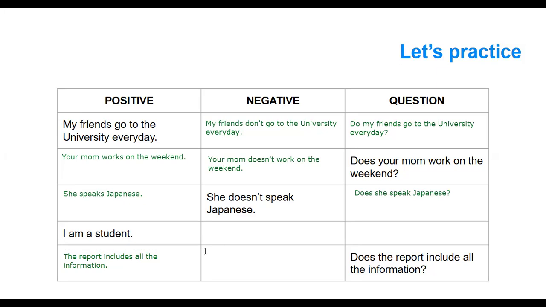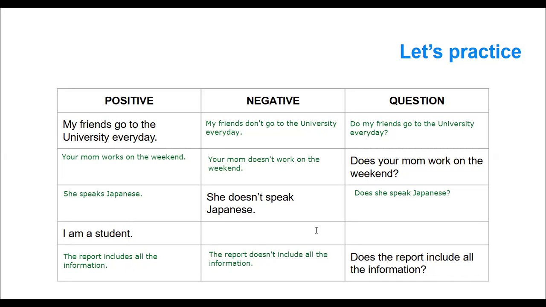In negative? The report don't include all the information. Don't or doesn't? Doesn't, correct, because it's third person singular. So the report doesn't include all the information. Hasta ahí vamos súper bien. Pero acá sí andábamos un poquito lost. Y se los puse 100% a propósito.